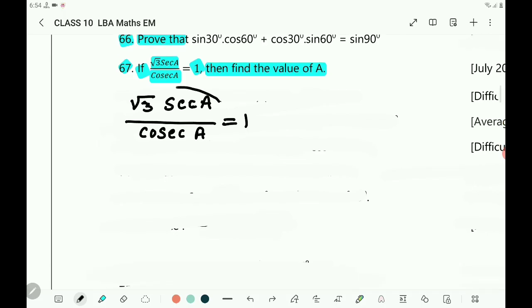Now write the reciprocal of secant A and also the reciprocal of cosec A. So if cosec A comes to the numerator, it becomes sin, and if secant A comes to the denominator, it becomes cos. You write that one. Root 3, the reciprocal of cosec A is sin A by the reciprocal of secant A is cos A.